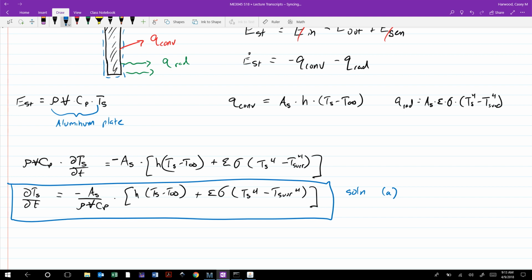We know Ts, we know T infinity, we know epsilon, that 0.25 is for the emissivity. Sigma here, if you don't remember, this is the Stefan-Boltzmann constant, which is just a constant number. It's 5.7 times 10 to the negative 8. Ts we know, T surroundings we know. So the only thing here that we don't know is our h.